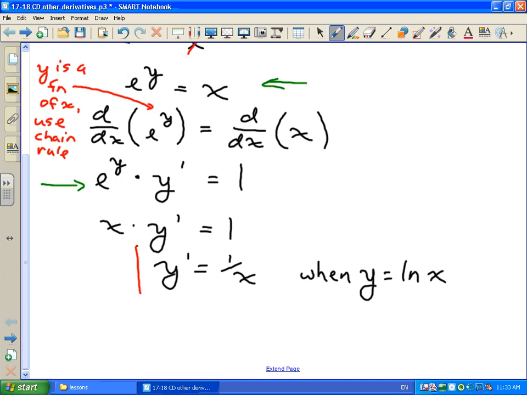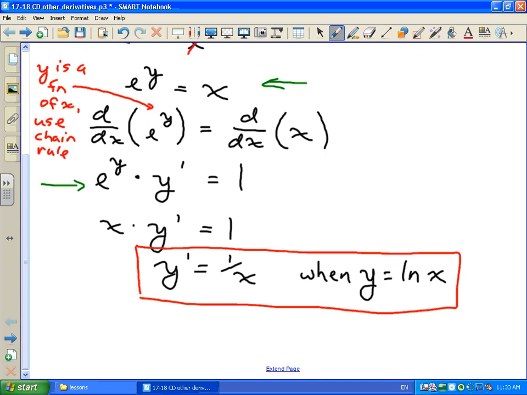And there's our first derivative rule. Okay?